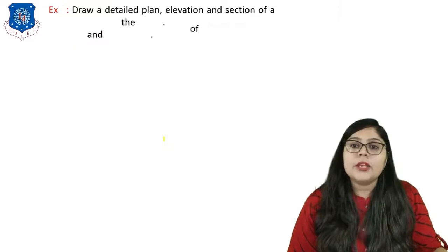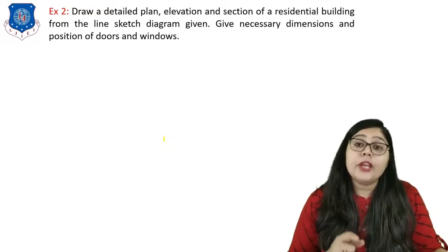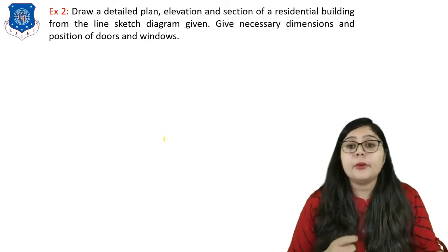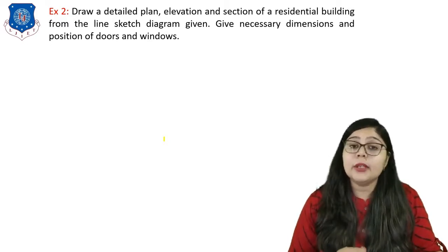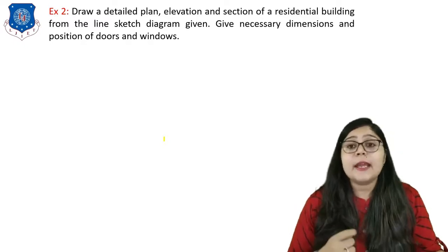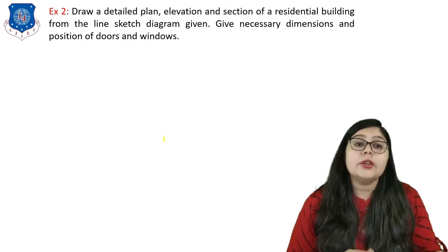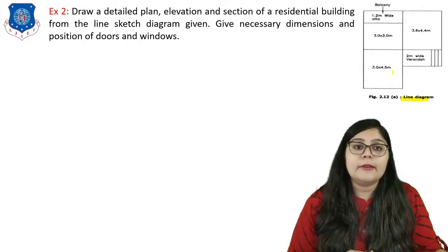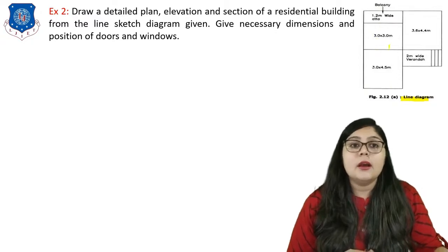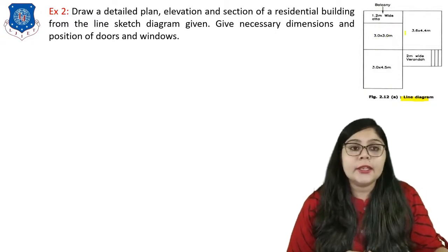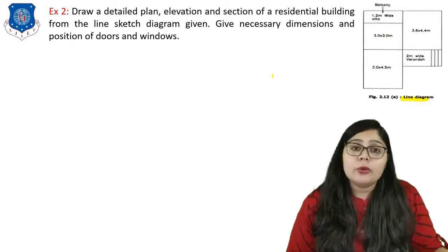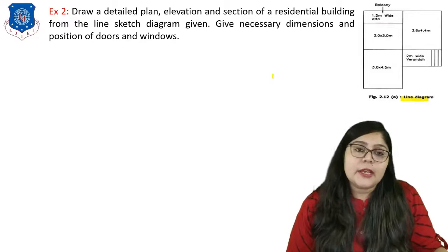Now let us move to example number 2, where we have to draw a detailed plan, elevation and section of a residential building from the line sketch diagram given, as well as give necessary dimensions and positions of doors and windows. So here you can see that this is the line diagram which is already given. It says that it is a room of this size, again this size of room is like 3 by 3. This is the veranda, this is the balcony, right? Now I have to draw the plan, elevation and section.